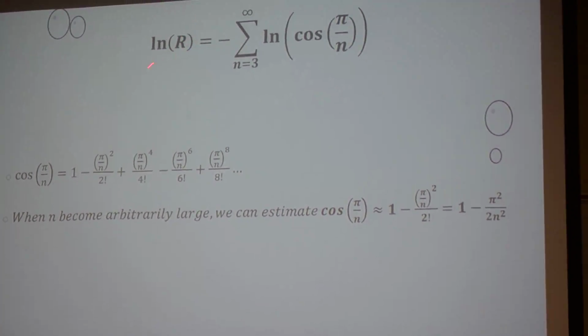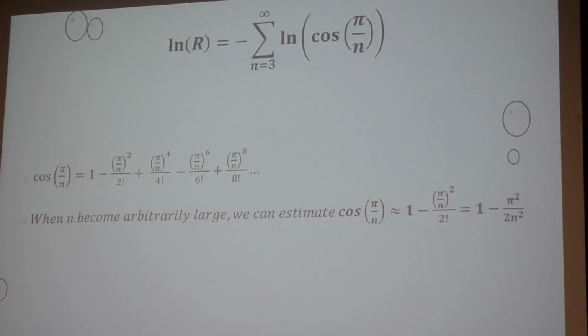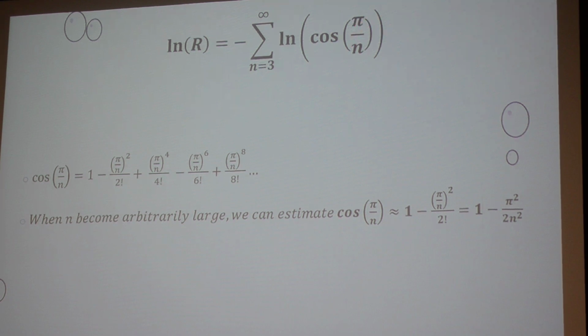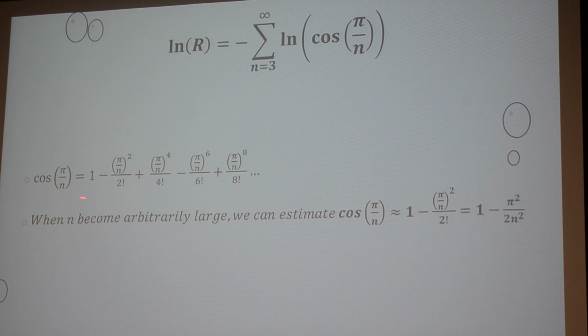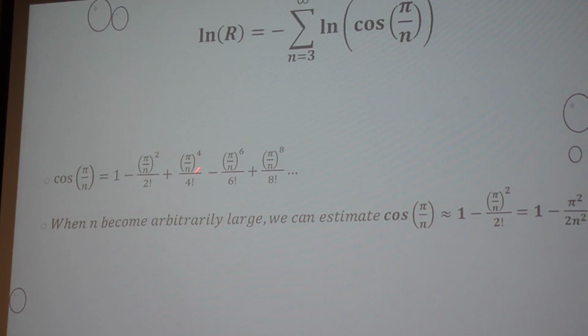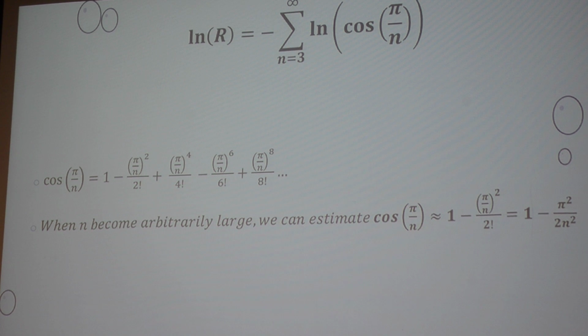Therefore, we will know that the natural log of r will equal the negative summation of the natural log of cosine of pi over n. So how do you compute the cosine of pi over n? Right here, I'm going to use the Taylor series to compute cosine of pi over n, which is 1 minus (pi over n) squared over 2 factorial plus (pi over n) to the 4th over 4 factorial.